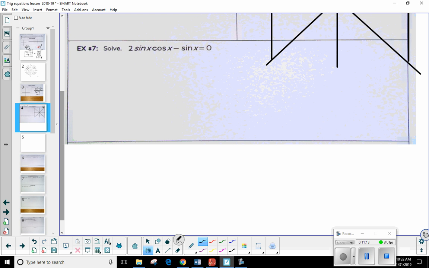That's true. You could use an identity, but let's say we go ahead and do that. He recognizes this as a double angle identity, right? So I've got sine of 2x. Okay, is that a plus or a minus? That's a minus. Sine of x is equal to 0.